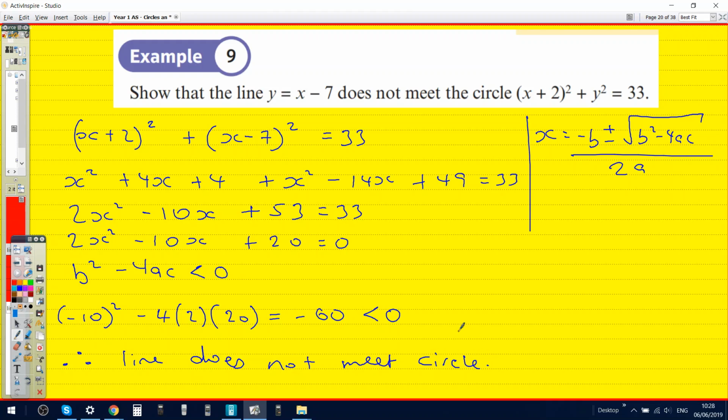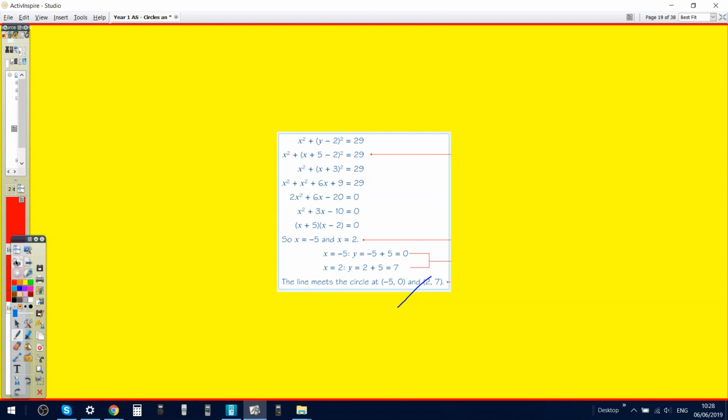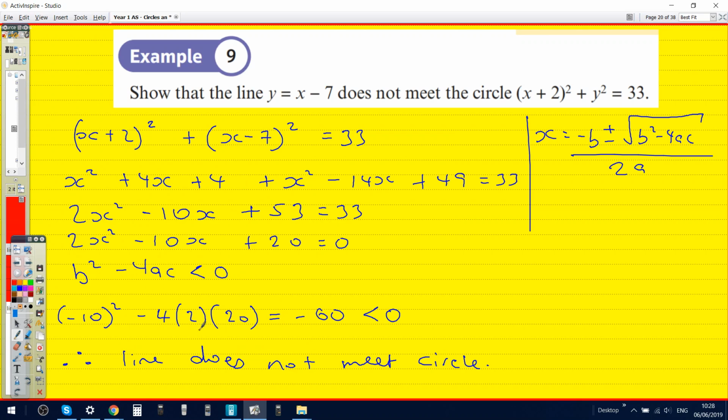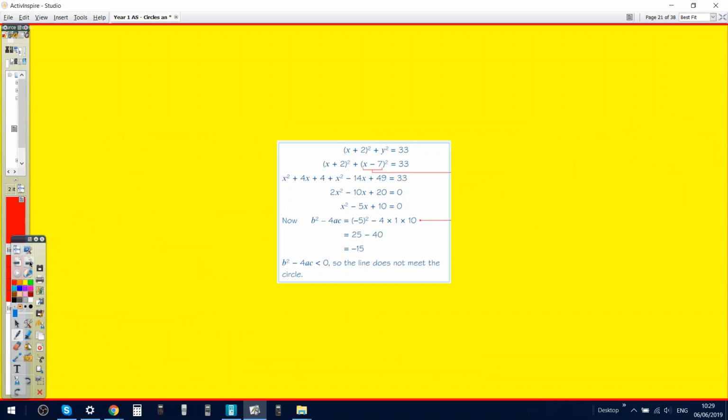Yeah, if they said show that it's got 2 points of intersection, you could just find them. If it said there's 1 point of intersection, you could just find the coordinates. Before, we not only showed that there's 2 points of intersection, we actually found what those points are. Here, there's nothing to find, so the way you show it is you show that the discriminant is less than 0. That's a negative, and so that shows there's no solutions, no points of intersection.